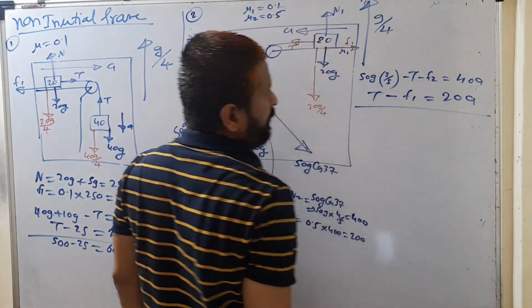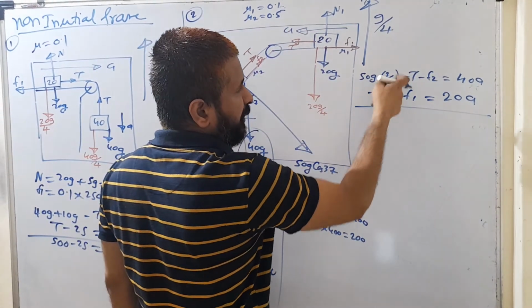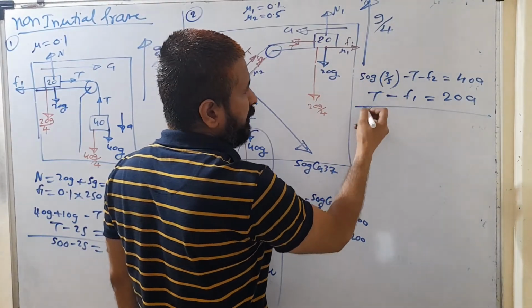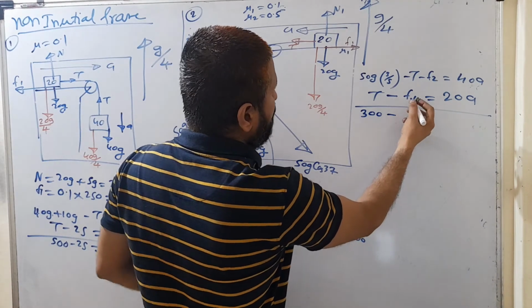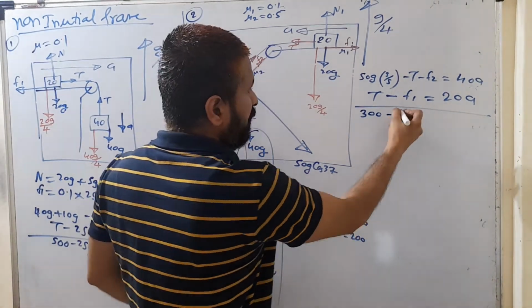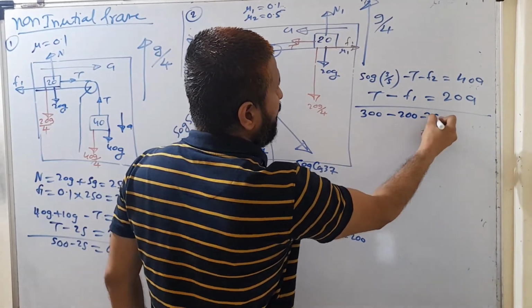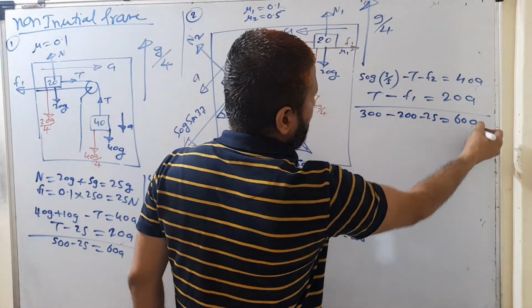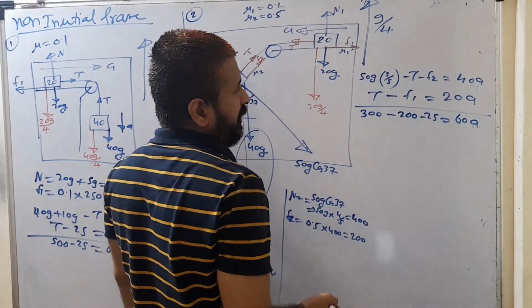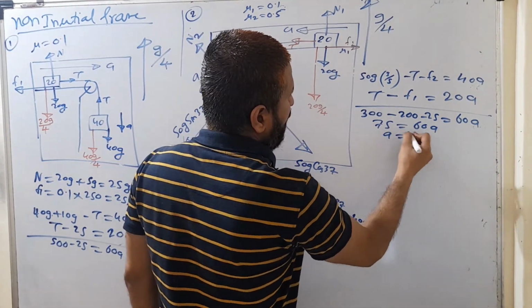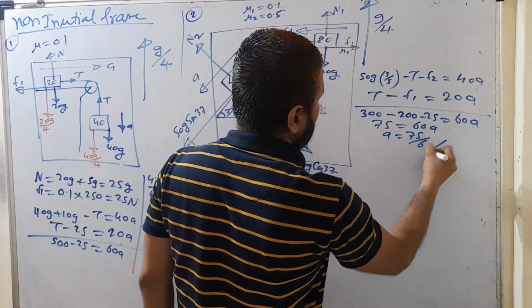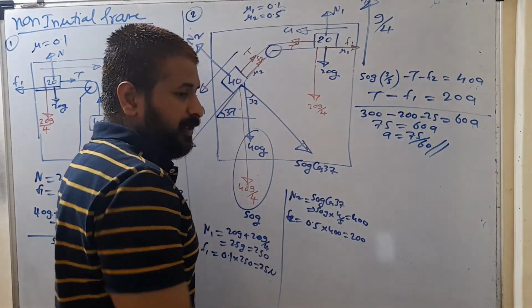You can add these two equations. T is cancelled. 50g into 3 by 5, so that is 300, minus F2. F2 I have calculated. F2 is what? 200, minus F1 which is 25, is equal to 60a. Now 300 minus 200, 100, minus 25 is 75. 75 is 60a. Yeah, the a value is 75 by 60. This is the acceleration of the block.